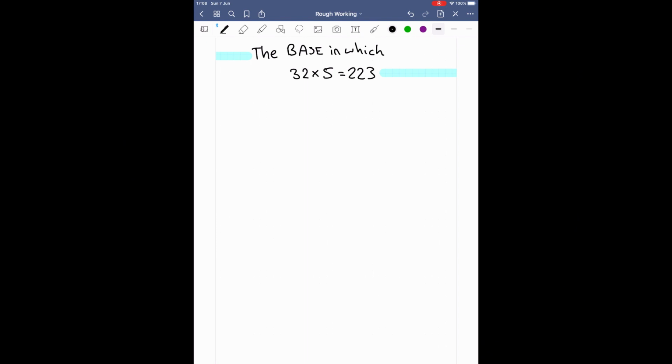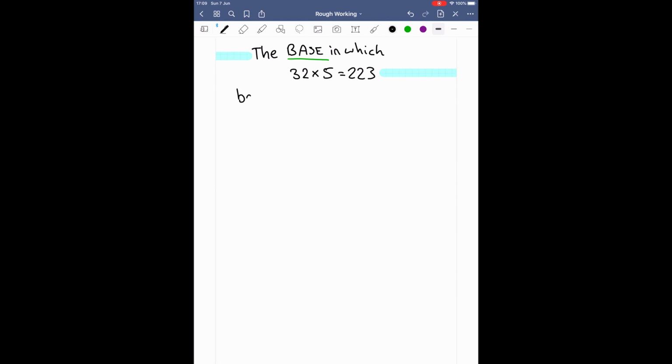Okay, so the base in which 32 times 5 equals 223. So first of all, let's start by finding out what a base is. Right, so a base is just a medium of figuring out numbers.